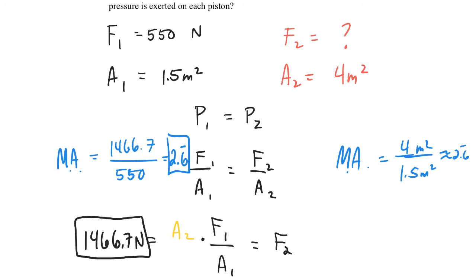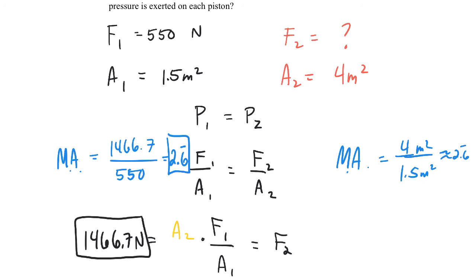So whether I use the forces or the areas to calculate the mechanical advantage, I'm going to get the same thing. Because why is this force bigger in the first place? This force is bigger because I've got a bigger area it's sitting on. So I could just use the bigger area and the smaller area to come up with the exact same mechanical advantage.